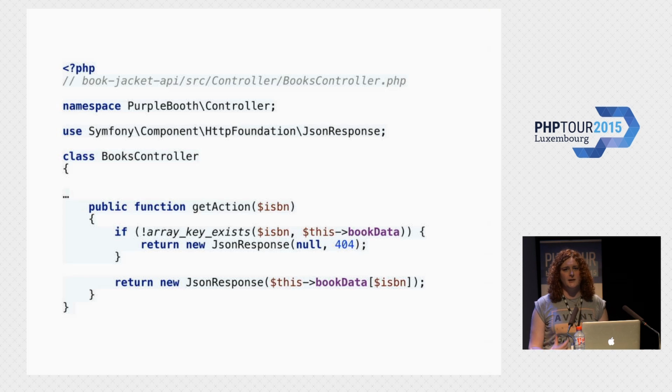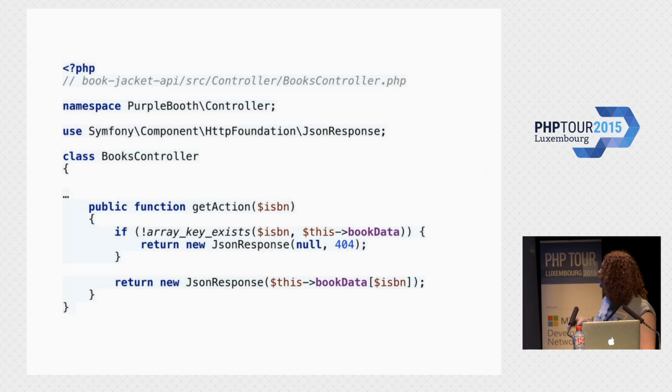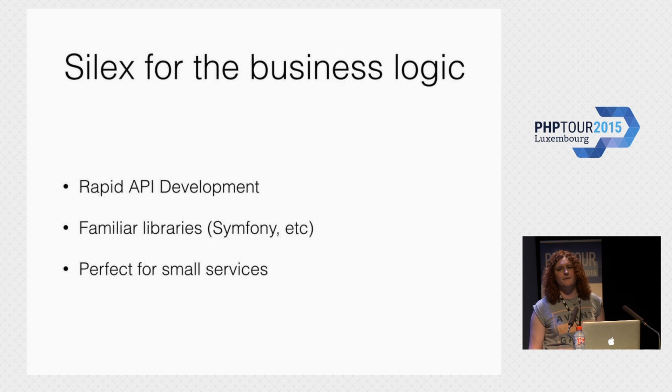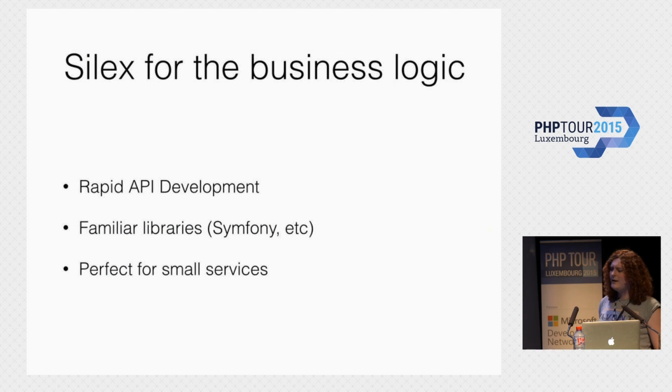For convenience, I like to use a JSON response because it changes the response to a JSON object, which is fantastic. It saves you loads of time. So Silex is fantastic for doing rapid API development. It uses really familiar libraries. It uses Symfony, which is great. And it's absolutely perfect for small services.